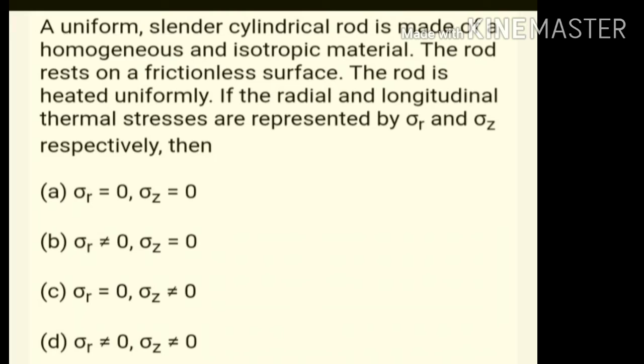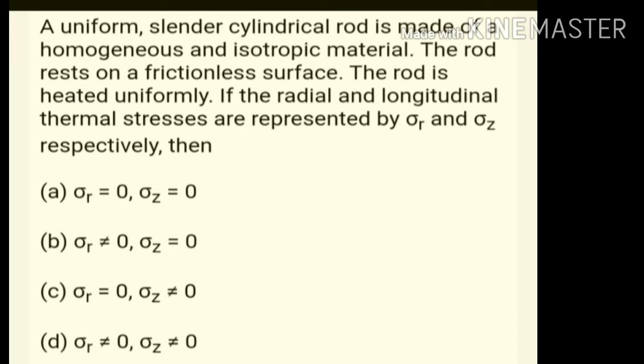So here it is asking: the slender cylinder rod is made up of a homogeneous isotropic material. You know that homogeneous and isotropic material means it has similar properties in all directions, the same Young's modulus and material properties in all directions. The rod rests on a frictionless surface. The rod is heated uniformly. If the radial and longitudinal thermal stresses are represented, what is going to happen?